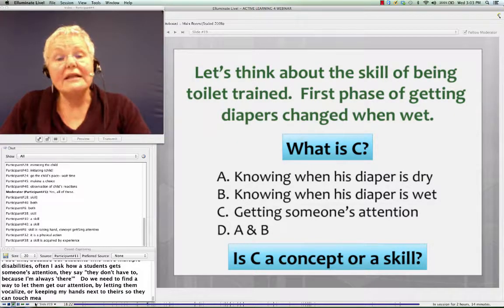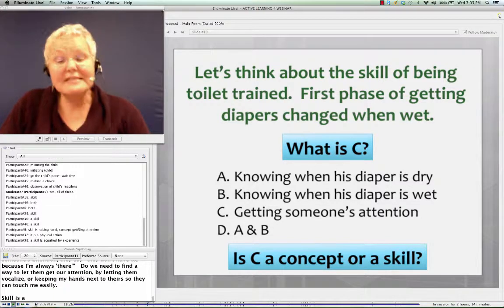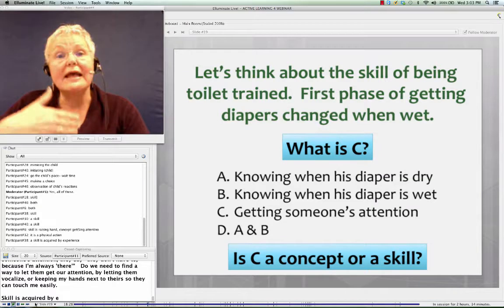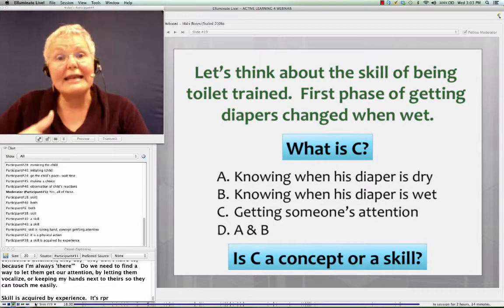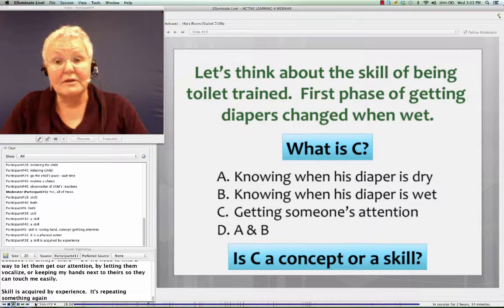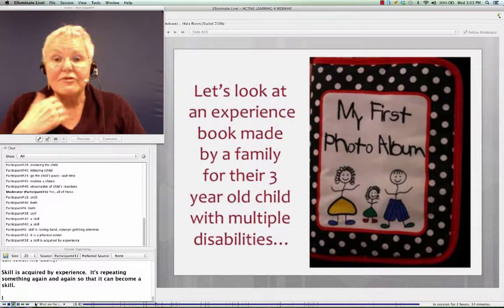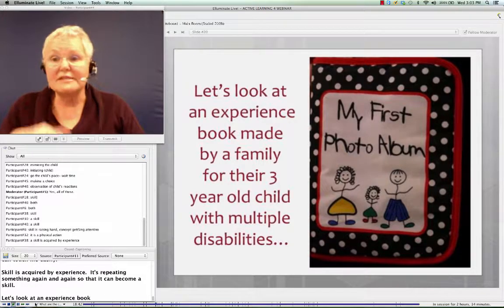And a skill is acquired by experience. And thanks, Pat, that's exactly right. It is repeating something again and again and again so that it can be a skill. So let's look at an experience book made by a family for their 3-year-old child who has multiple disabilities.